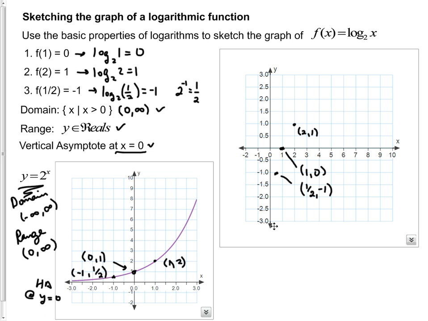And what will happen here is that this logarithmic function will come along the vertical asymptote at x equals 0, pass through the 3 points, 1/2, -1, 1, 0, and 2, 1, and then head off in what we figure is a logarithmic graph function form. Right?